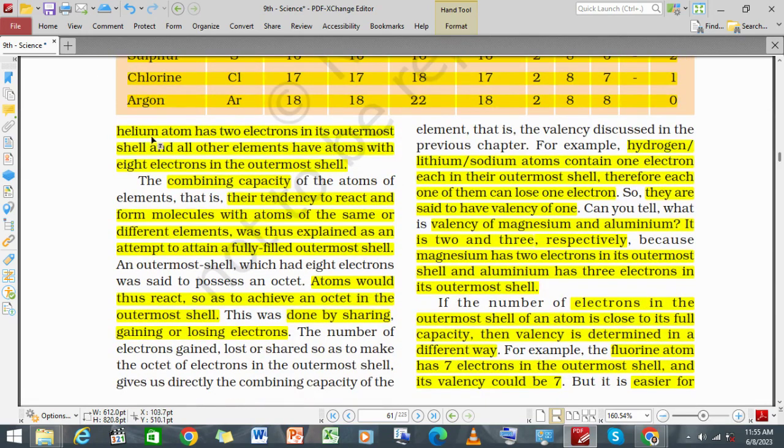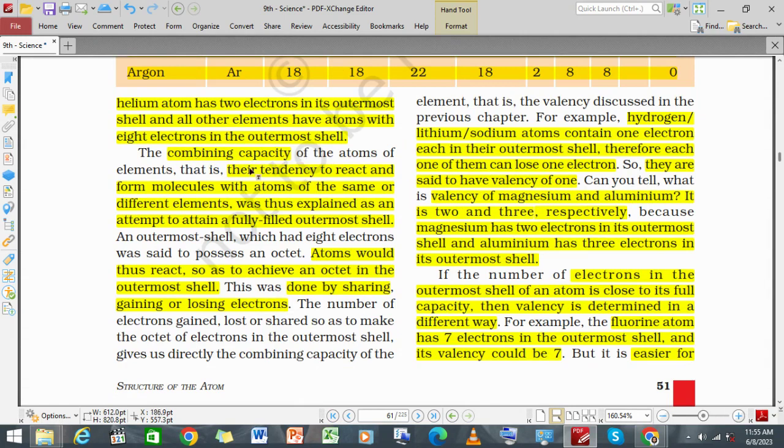Now the helium atom has 2 electrons in its outermost shell, and all other elements have atoms with 8 electrons in the outermost shell. That means helium has 2 electrons in its outermost shell, and other elements have atoms with 8 electrons in the outermost shell. Combining capacity.